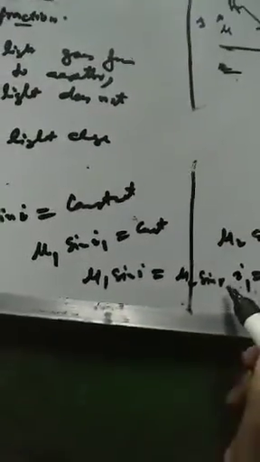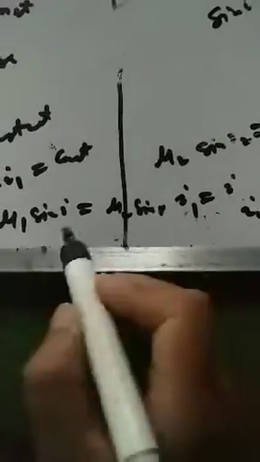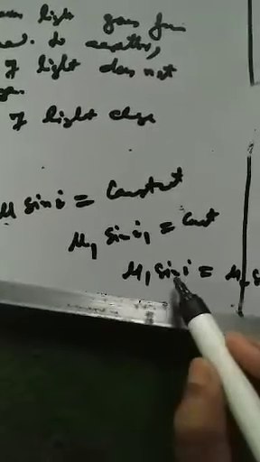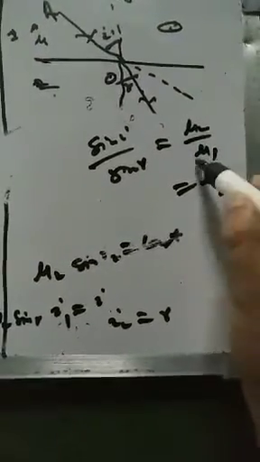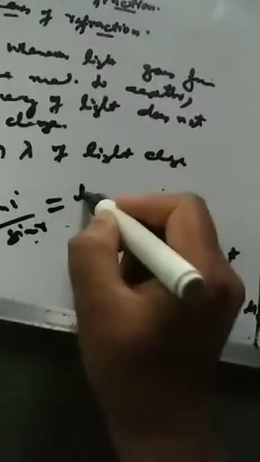If we arrange it, mu 1 divided by mu 2 equals sin r divided by sin i; that is, sin i divided by sin r equals mu 2 divided by mu 1, that is mu 2 1, the refractive index of medium 2 with respect to medium 1. So sin i divided by sin r is equal to mu 2 1, the refractive index of 2 with respect to 1.